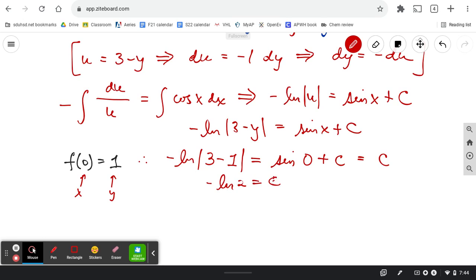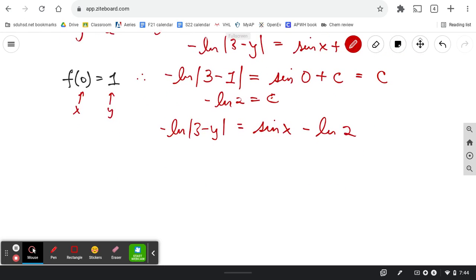So now we can plug c back into our original equation to get negative ln of the absolute value of 3 minus y equals sine of x minus ln 2. Now, we want to get rid of the ln because we want y to be alone to make this an explicit relation. But the left-hand side is negative. So to make it easier for us to work with this equation, we can divide both sides by negative 1. And doing that, we'll get ln of, now positive ln of, absolute value 3 minus y equals negative sine x plus ln 2. So reversing all of the signs.